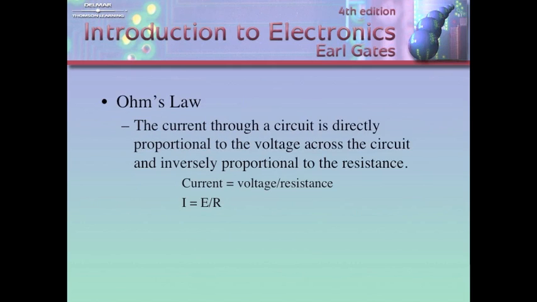Ohm's law states the current through a circuit is directly proportional to the voltage across the circuit and inversely proportional to the resistance. Therefore, current is equal to voltage divided by resistance. I is equal to E over R. We increase R, we decrease I. We decrease R, we increase I. We increase E, we increase I. We decrease E, we decrease I. So make sure you understand that direct proportional relationship and the inverse proportional relationship between these three properties.